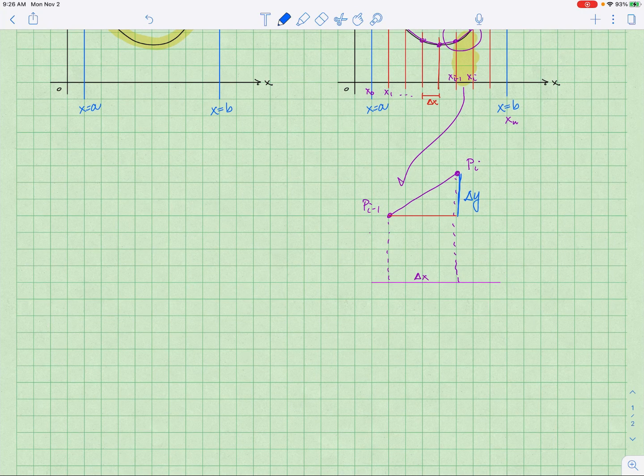And sometimes this is called delta s, or the change in arc. So delta s is the change along the path. Delta x is the horizontal change on the subinterval, and delta y is the vertical change.